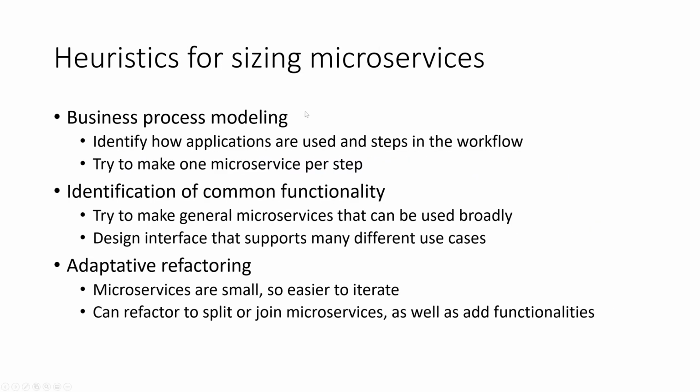So here's a list of 3 things that we can try when deciding the size of a microservice. One thing is doing business process modeling, where we identify how applications are used and the steps in the workflow. For example, in the image processing application, the user might first open an image and then we have to render it. And then the user might apply different modifications to the image and then save it back. So we can identify these steps and then try to write one microservice for each step in the workflow of the application. It doesn't work for all applications, but for applications with well-defined steps that are usually performed in order, this might be one approach.